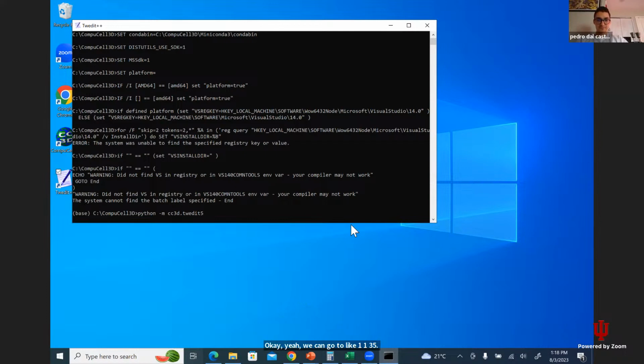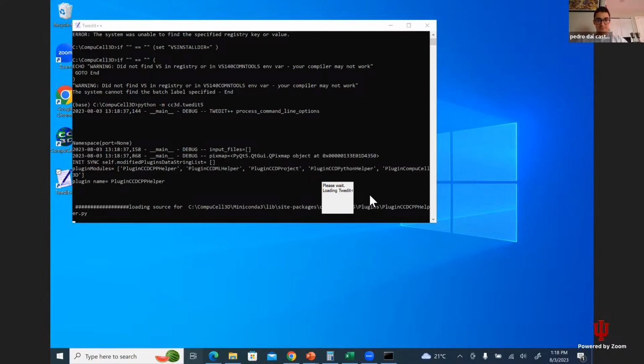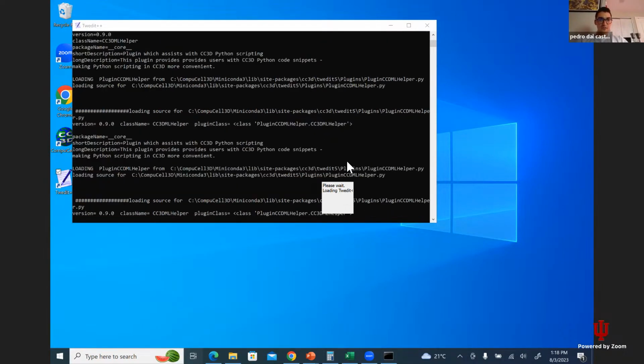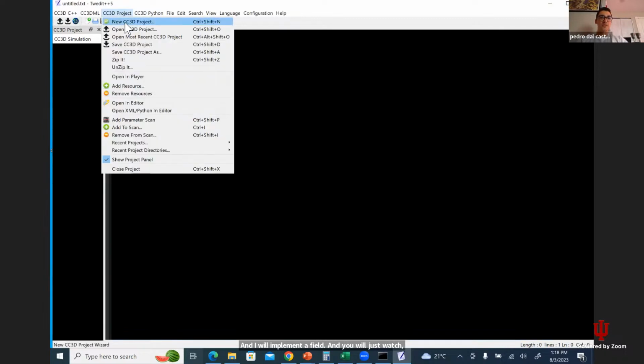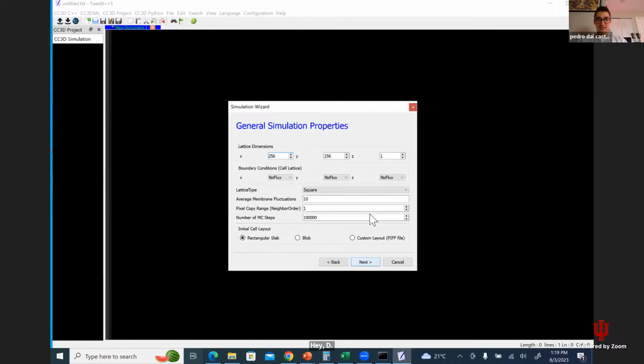Yeah, perfect. So I am opening my editor here, and I will implement a field and you will just watch, okay? So I will generate a new simulation here. Next, I will set a small lattice so it runs faster. Okay, these boundaries don't matter. This is only for the cells. This is not for the field.